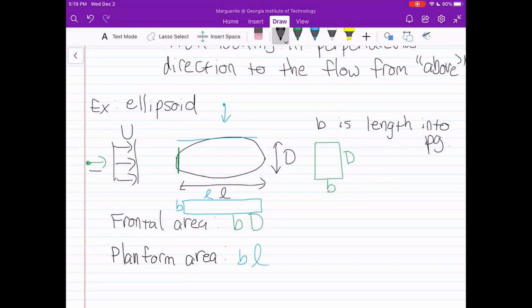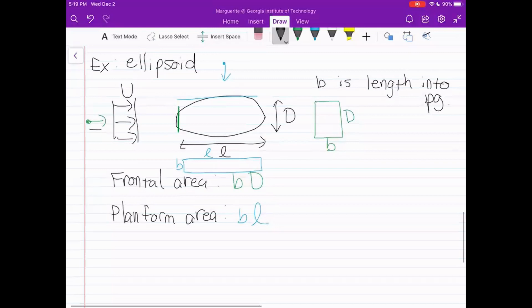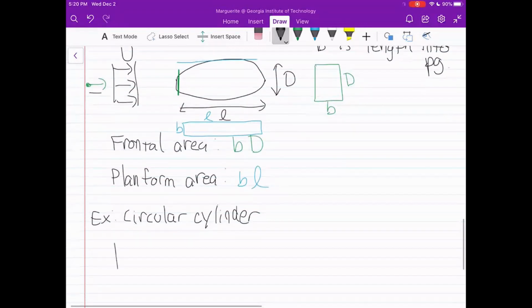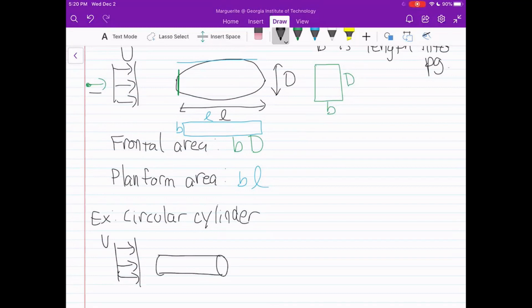Okay, I know this is confusing if you're like me and you hate geometry, or maybe even if you don't. So I have one more example for you, and that's a circular cylinder. This cylinder is going to be oriented a little differently than what we're used to. The long way is along the direction of the flow, and it's got a diameter D.